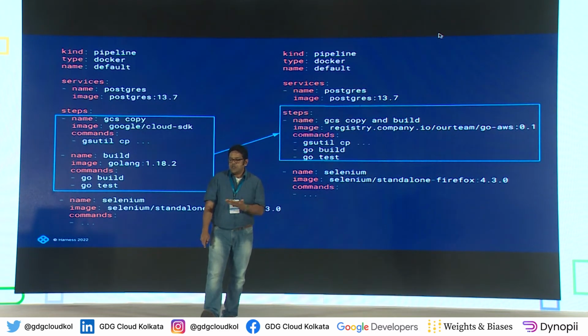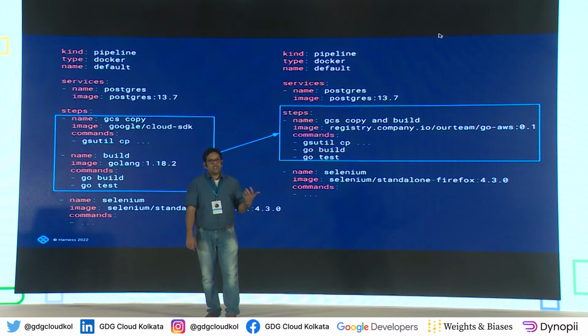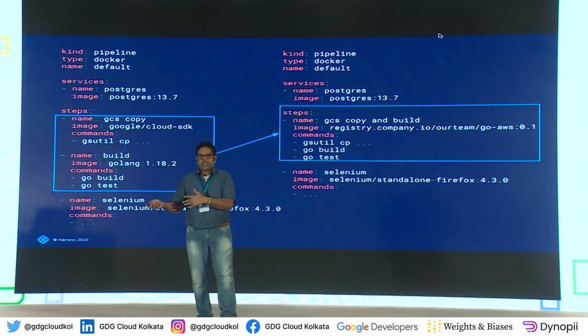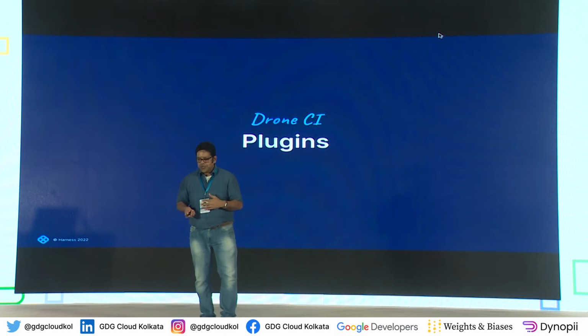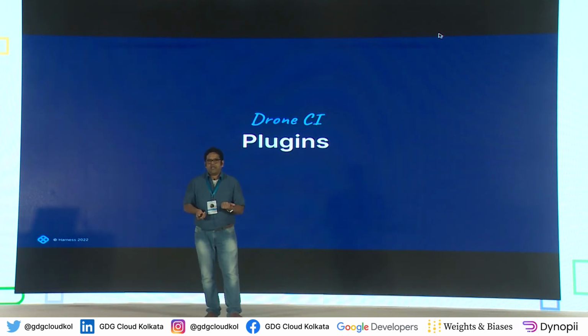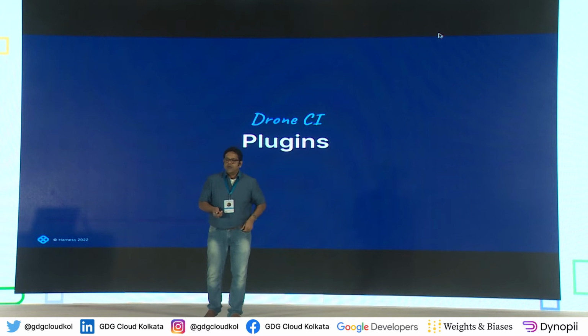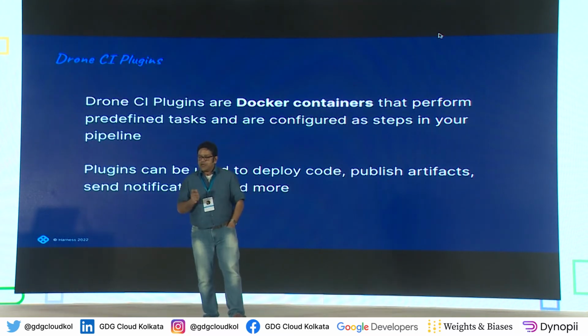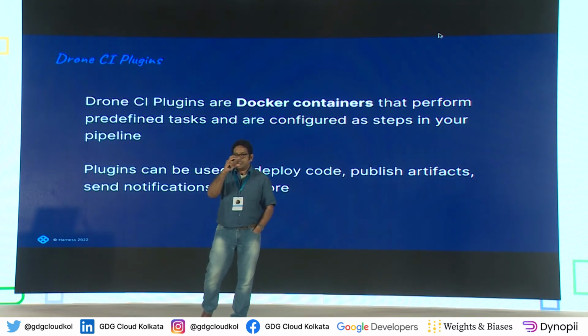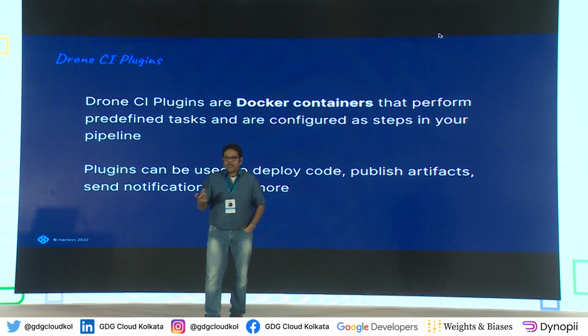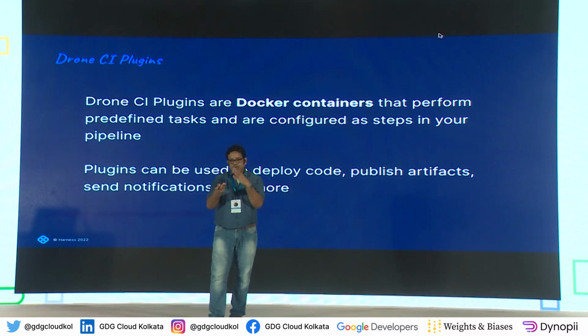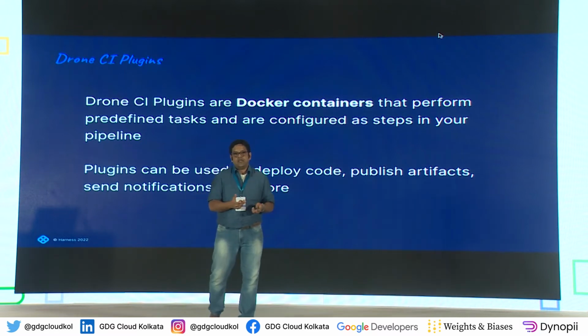All right. So this also gives you another big advantage over a few other tools, because reusability is a very crucial part of your pipelines, because whatever you did will be used by somebody else. Great? Awesome. This is what Drone pipeline plugins are about, right? So what are plugins? Drone CI plugins are Docker containers again, as we saw earlier. We combined the GCS copy and build steps together, made a new one, and pushed it into a company registry, or any registry you want for that matter. So it's Docker containers that perform predefined tasks and are configured as steps in your pipeline. That's as simple as that.